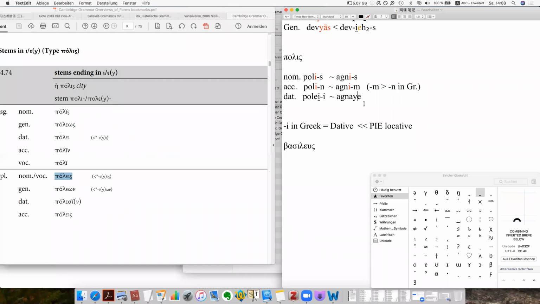And in Sanskrit we have dative and locative, so this is no problem. In Sanskrit we know this is a dative. But in Greek there's no locative anymore; the locative is combined with the dative. But pay attention, this part is similar. This is a full grade, e and i.